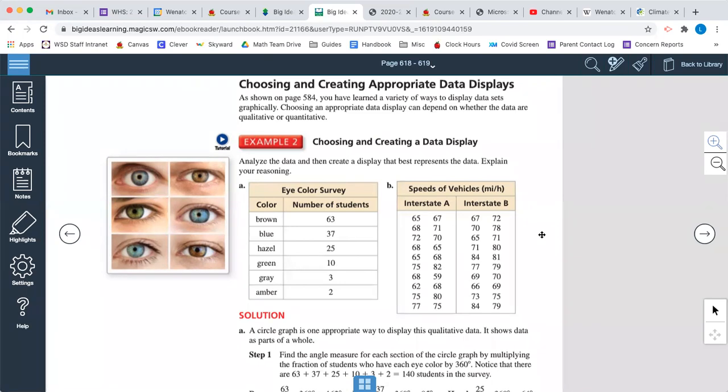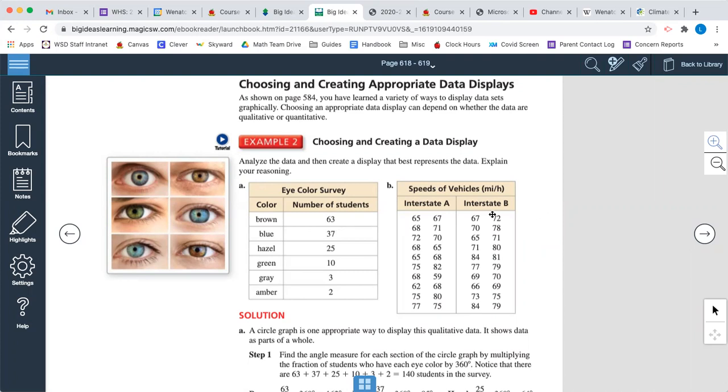qualitative data in particular cannot be represented using a number of the data displays that we have available. It just does not make sense to actually represent qualitative data in a number of the data displays. So if we were to look at something like an eye color chart versus the speeds on a highway, the eye color chart is quite obviously qualitative, and the speeds of vehicles on the highway would be quantitative.